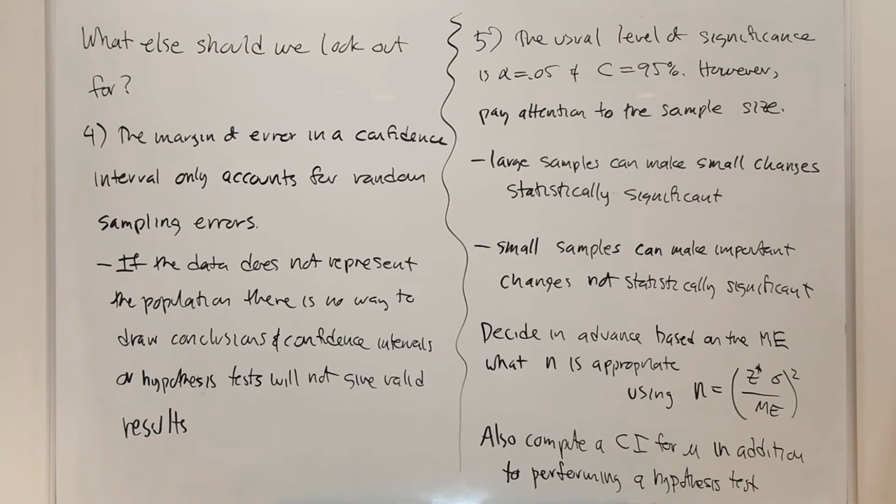Number 5, the usual level of significance is alpha equals 0.05, and its partner, the confidence level, is 95%. However, pay attention to the sample size. Large samples can make small changes statistically significant, and those small changes might have no practical significance. So you might be trying to detect, say, whether a kind of fertilizer increases the yield per plant of potatoes. A large enough sample will make very small changes statistically significant.